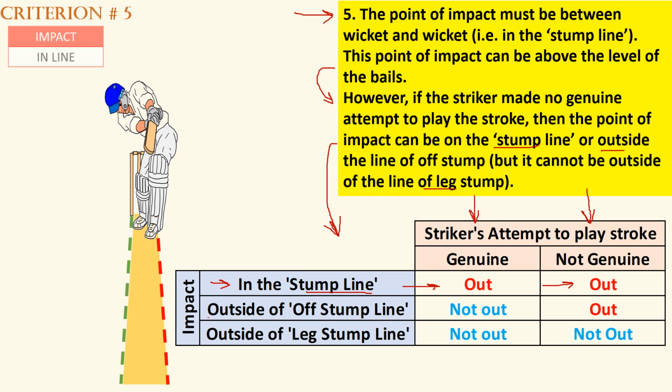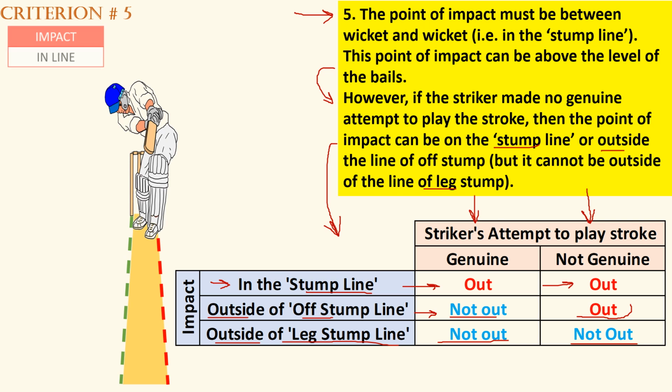The second row, if the impact is outside of the off stump line, then if the striker's attempt to play the stroke is genuine, then the striker cannot be given out L.B.W. That is, he will be not out. But if the striker's attempt to play the stroke is not genuine, then in this situation the striker can be given out L.B.W. The third row is impact is outside of the leg stump line. In this situation, regardless of the genuineness of the striker's attempt to play the stroke, the striker cannot be given out L.B.W. That is, he will remain not out.